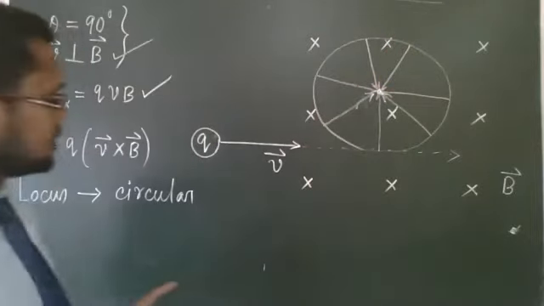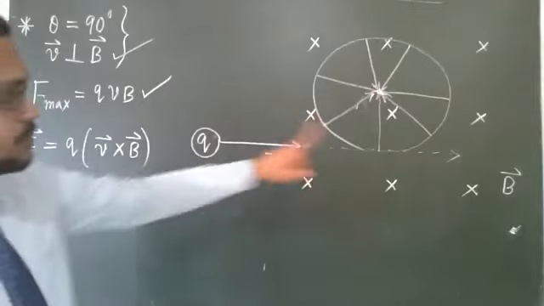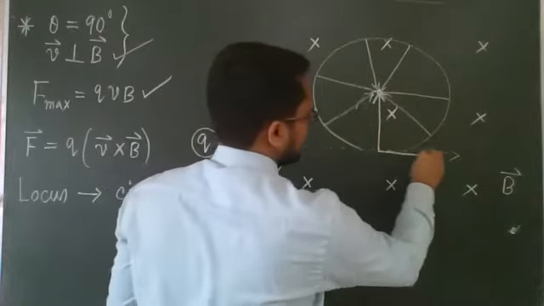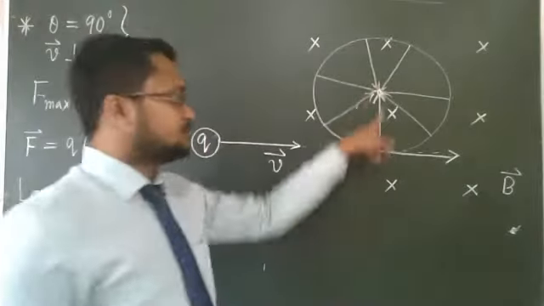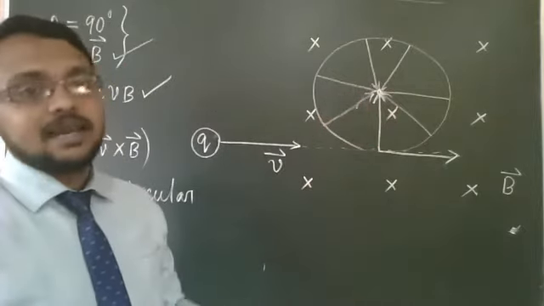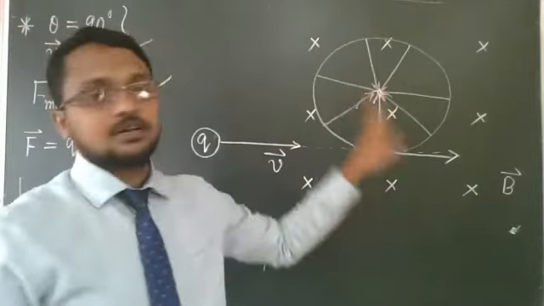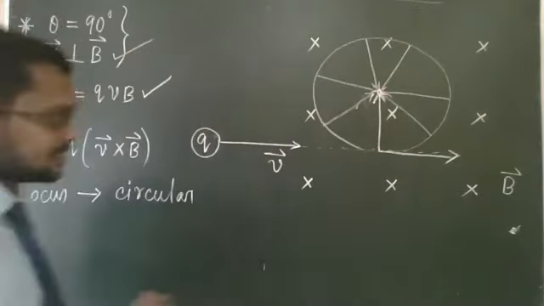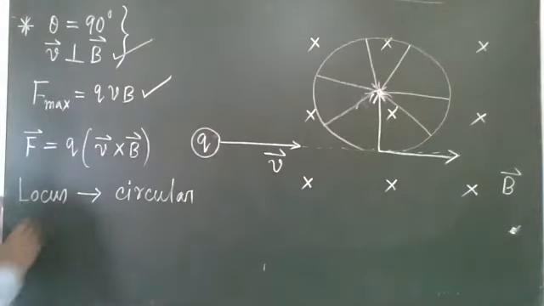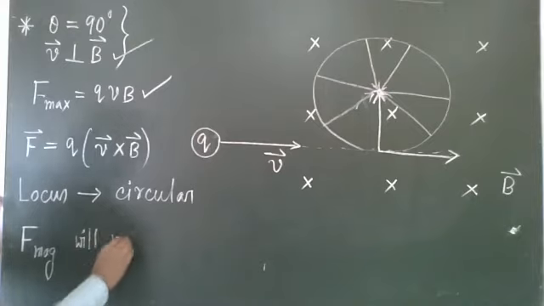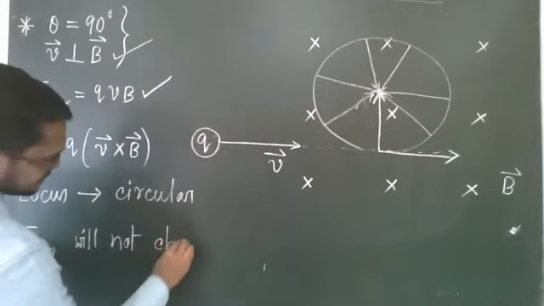Another thing is this force, which is perpendicular to the velocity vector here. This force will not change the magnitude of the velocity. That means this force will not change the kinetic energy of the charged particle. Is it correct? In this case, the magnetic force, F magnetic, will not change the kinetic energy. Is it correct here?